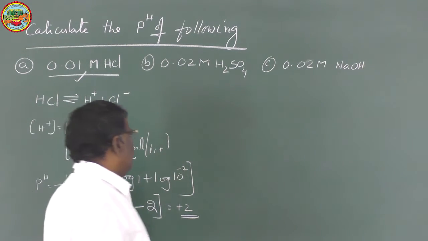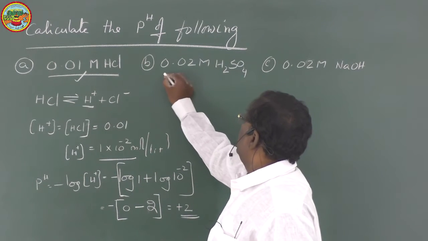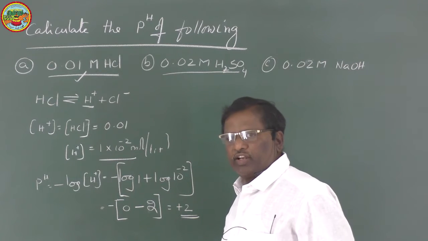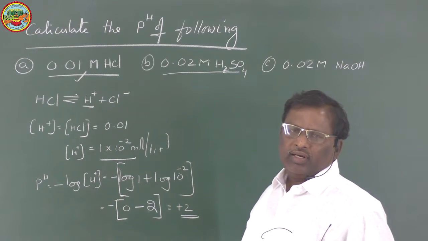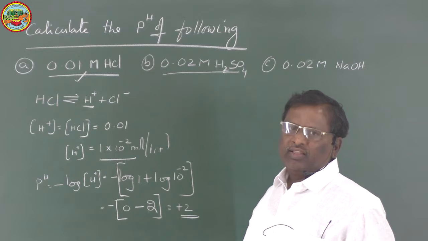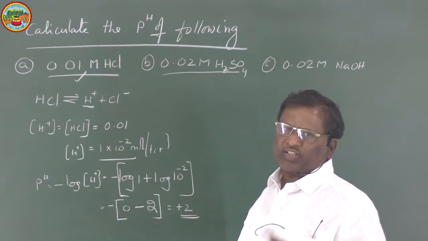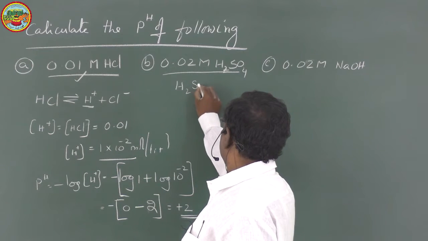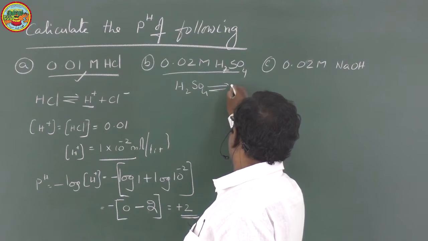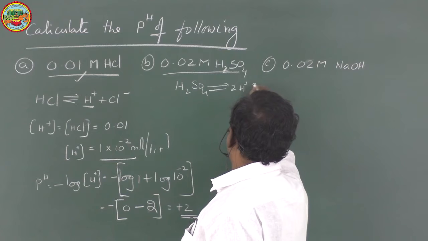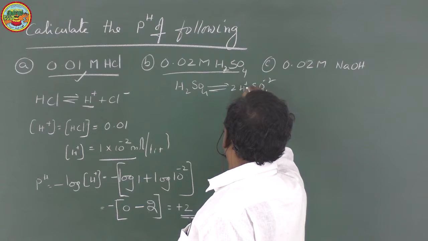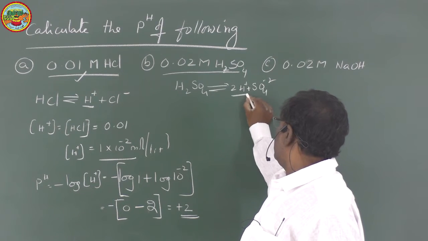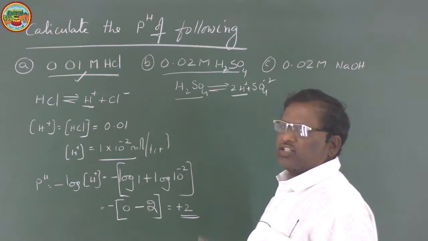Now, let us go through the second problem. In the second problem, instead of HCl, H2SO4 is given. H2SO4 is a dibasic acid. That means one molecule will give 2 H plus ions, because H2SO4 ionizes to give 2 H plus and SO4 2 minus. So here the H plus ion concentration is double the concentration of H2SO4.